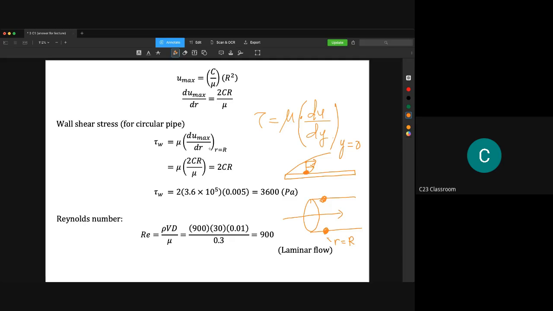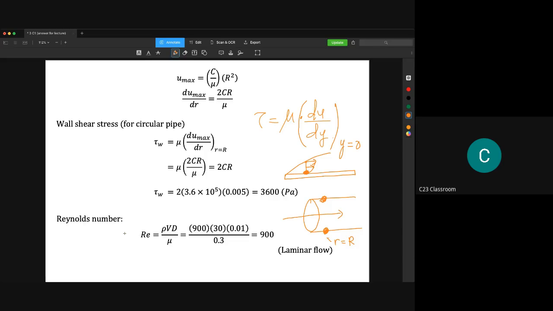Okay, so we substitute all of that, and then we could say that the tau here is actually 2c and r, and then we could calculate the tau by using this equation. We substitute this one, we get around 3,600 Pascal. So again here, maybe the name is shear stress, but actually it gives you the physical meaning about pressure. That's why the force is equal to tau times A. So force is equal to pressure times A.